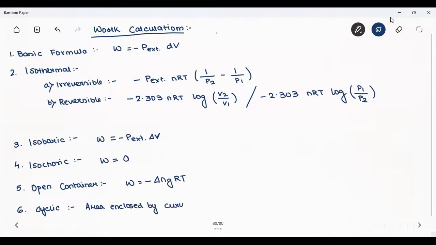If the arrows are in the anti-clockwise direction, then you will use the positive sign before this area. If the arrows were in the clockwise direction, then you will use the negative sign before the area. Right?